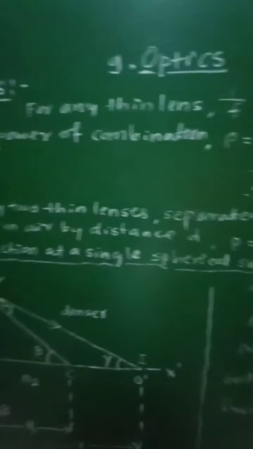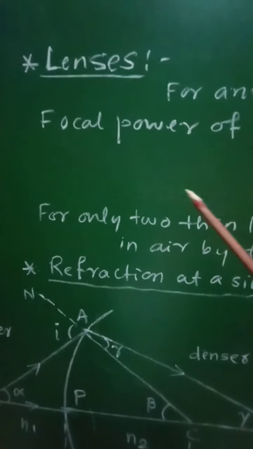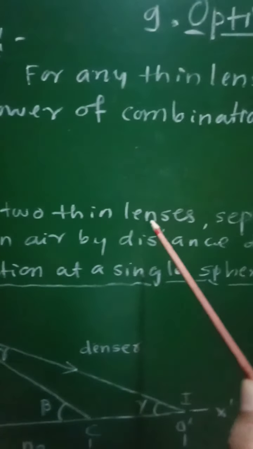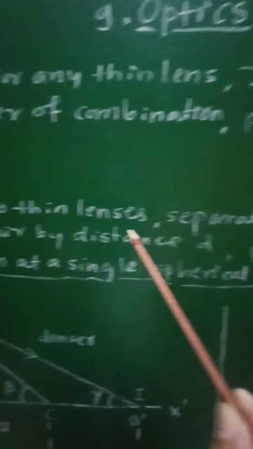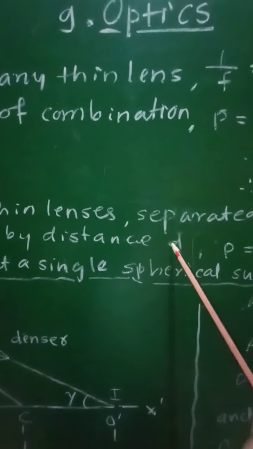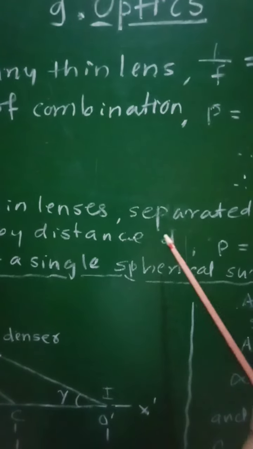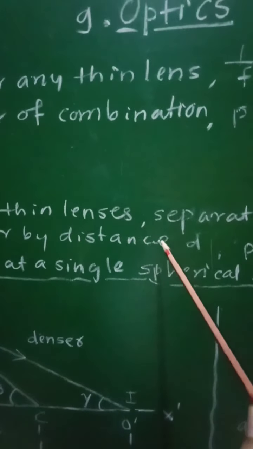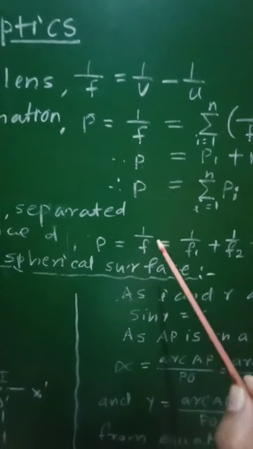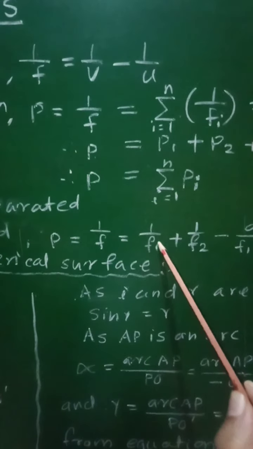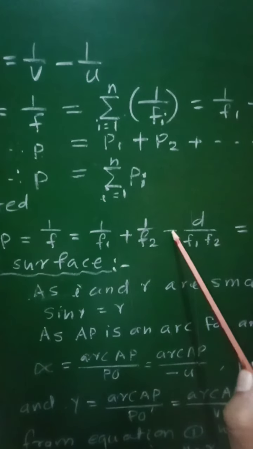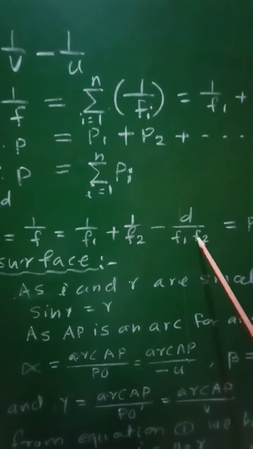Now, instead of that, if you consider only two thin lenses separated in air by a distance d, where d represents the distance of separation in air between the two thin lenses, then their focal power P will be equal to 1 by f, that will be given as 1 upon f1 plus 1 upon f2 minus d upon f1 f2.